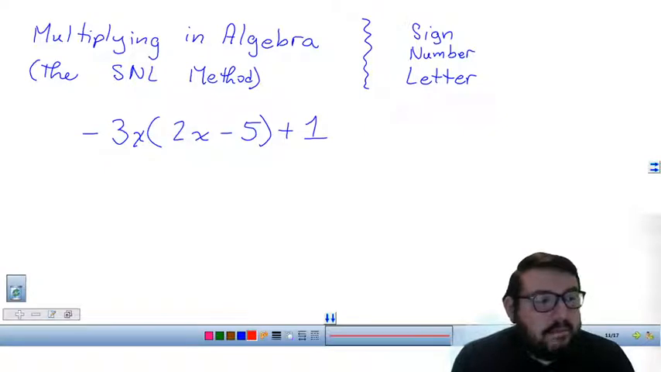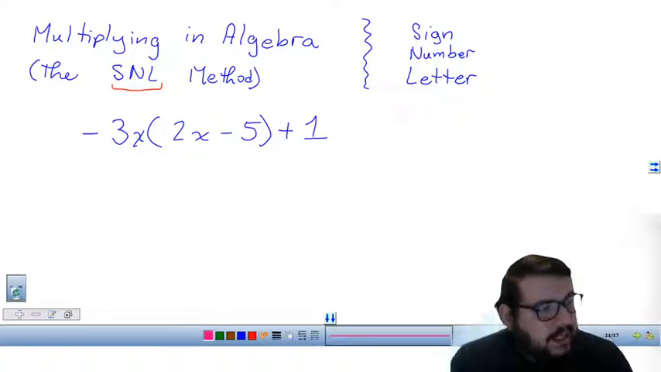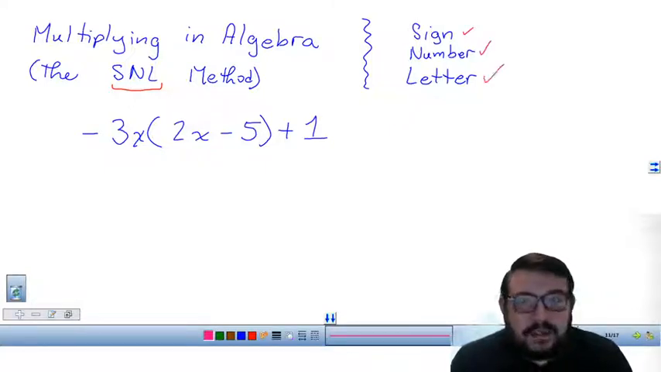Today we're going to take a look at multiplying in algebra, or what I call the SNL or snail method. The secret to multiplying in algebra is to take it easy, to go nice and slow and use this snail method right here. We're going to jump right in because I think the easiest way to learn this is to see it. First of all, let me explain that I call it the SNL method because first you're going to multiply the sign, then you're going to multiply any numbers, and then you're going to multiply any letters. And that's how you're basically going to do these problems. So let's take a look at a sample.